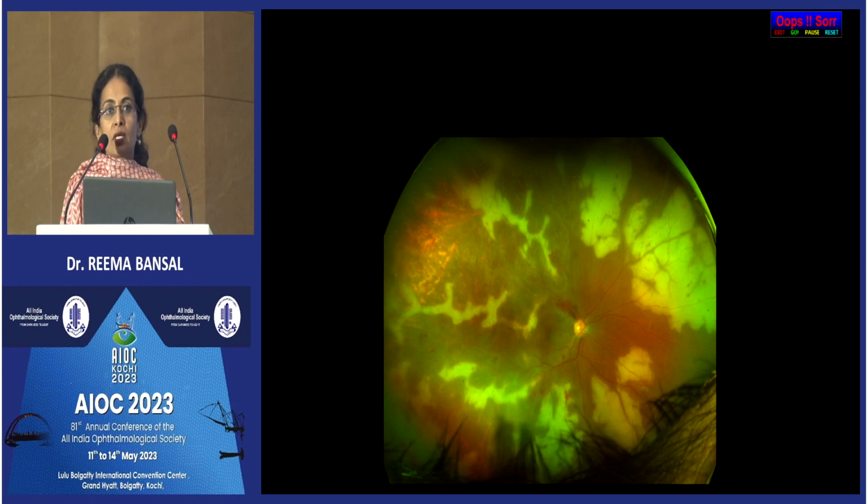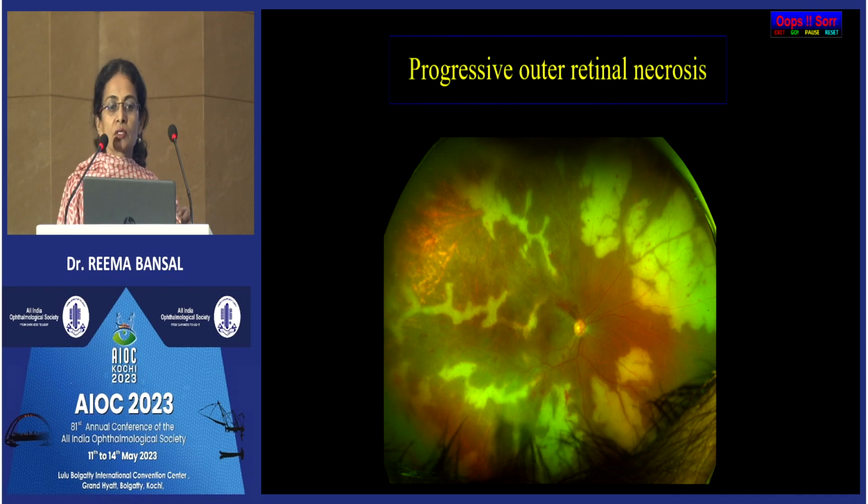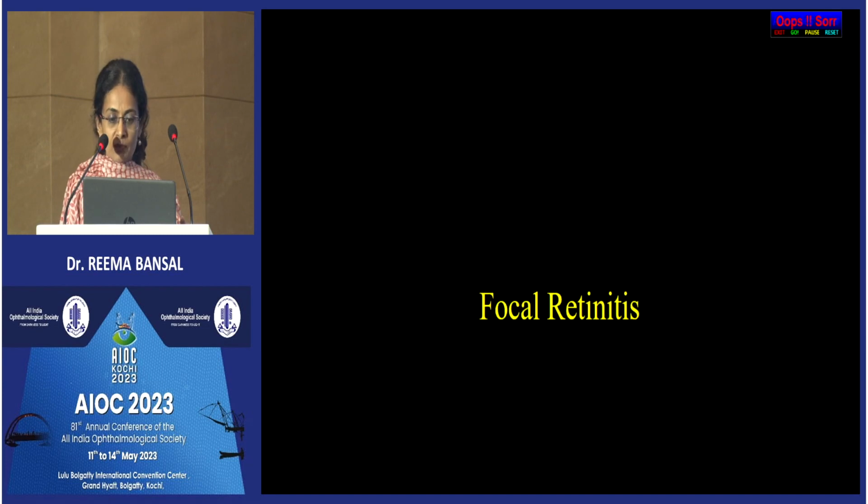Very characteristic. I think we don't need any investigations here. This phenotype is very suggestive of a progressive outer retinal necrosis. And then, we take the history, whether the patient is a post-transplant or an immunosuppressed patient or an HIV positive. So these were the cases of intense widespread retinitis.